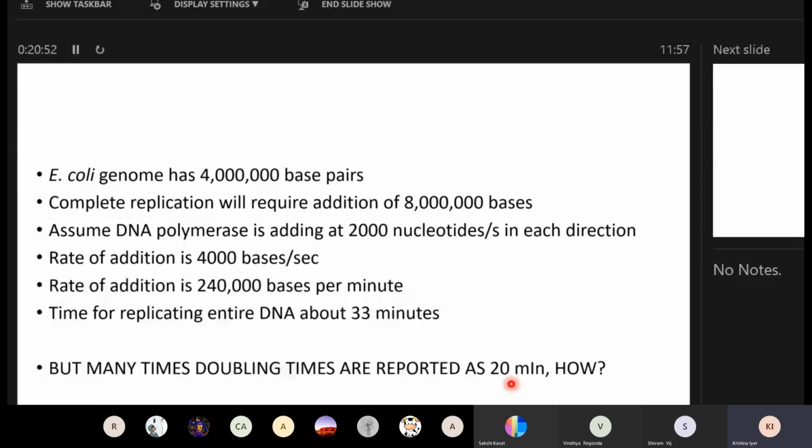Can anyone guess how this works out? That sometimes you actually can get a replication time of 20 minutes. Let your thoughts fly now. How can this happen? Take your guesses. All guesses are good.